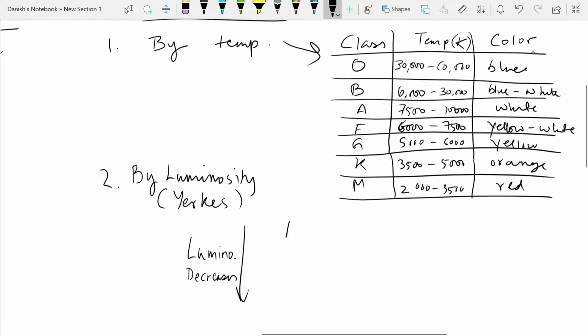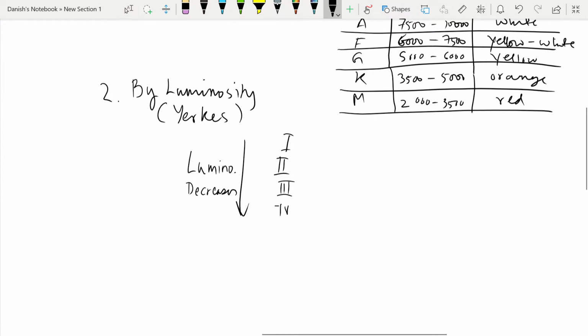Let's see, there are different classes, 1, 2, 3, 4, 5, and 6. And based on the luminosity, we also see star size. So essentially we see that if a star is very luminous, it's also very big. That's a correlation that we see. Sorry, there's a 7 also.